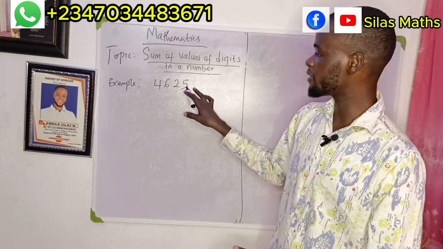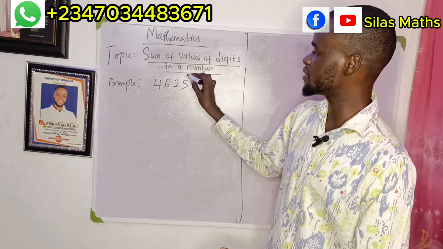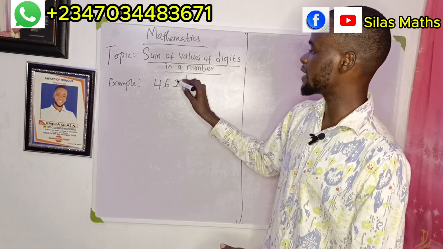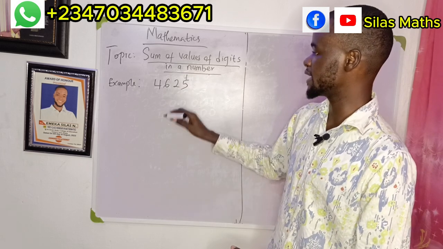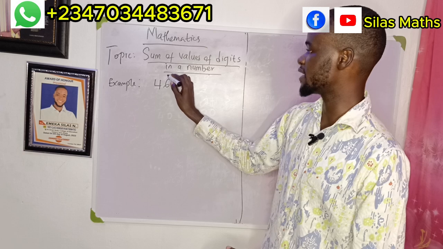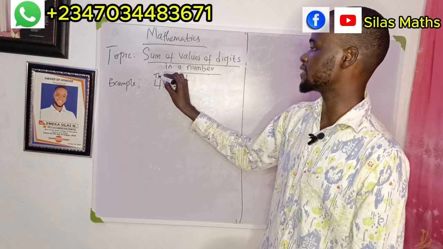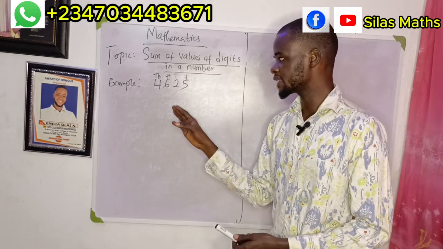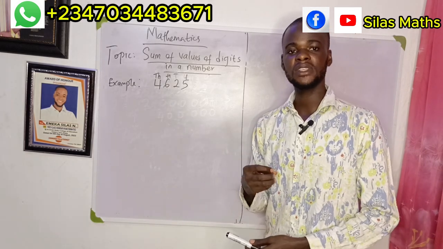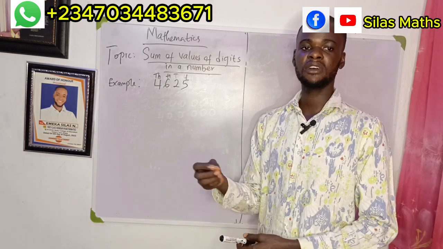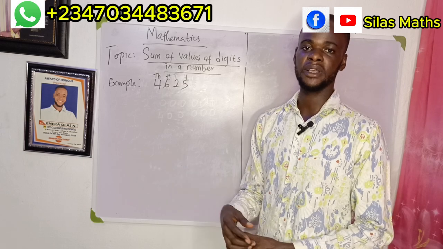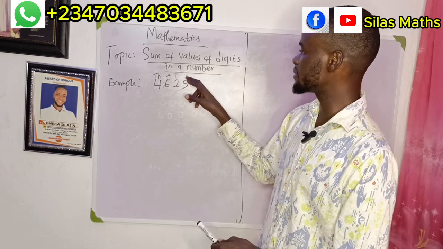So what is the value of 5? Remember that 5 is unit. The place value of 5 is unit. The place value of 2 here is tens. This is 100, and this is 1,000. Now let's go ahead and write out the value. Remember that values are the product. To get the values of digits, we multiply the digit by the place value. So these are the place values on top.